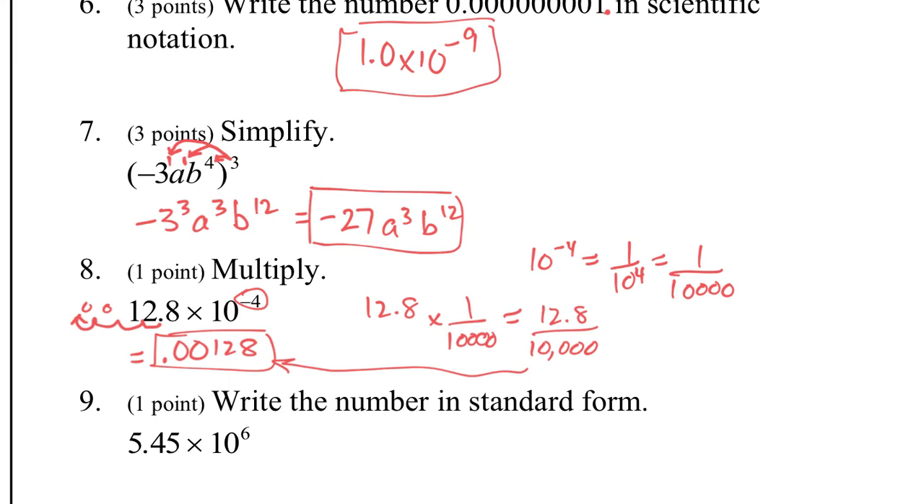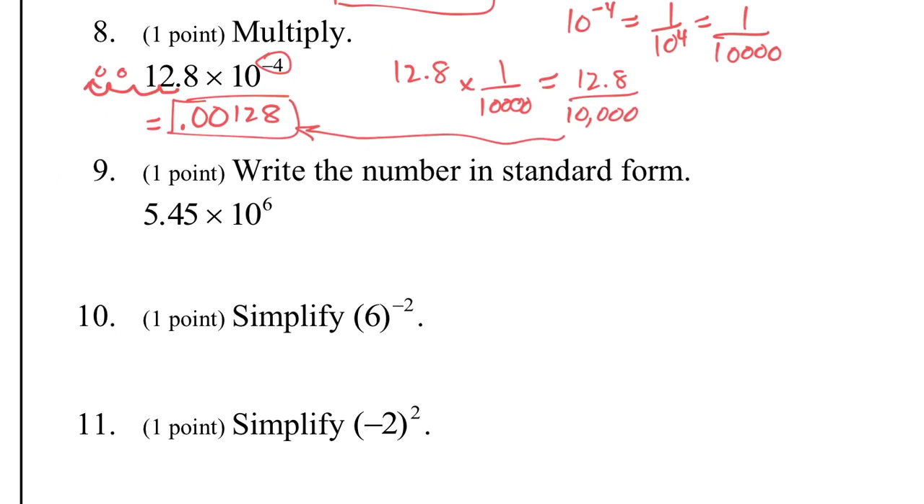Let's write this in standard form. 5.45 times 10 to the 6th. The easy way is this is telling me to move the decimal 6 times to the right. Not that there's 6 zeros, but that you move the decimal 6 times to the right. So 5.45. So 5. Oh goodness. Okay. 1, 2, 3, 4, 5. There. 1, 2, 3 times, and that would be equal to 545 with 1, 2, 3 zeros.